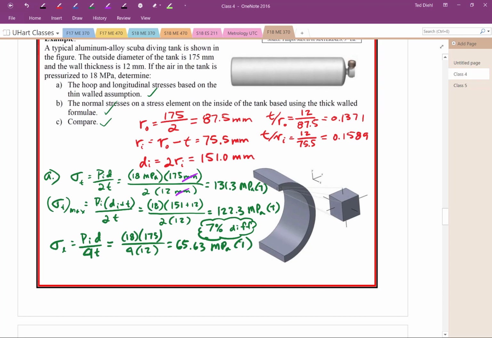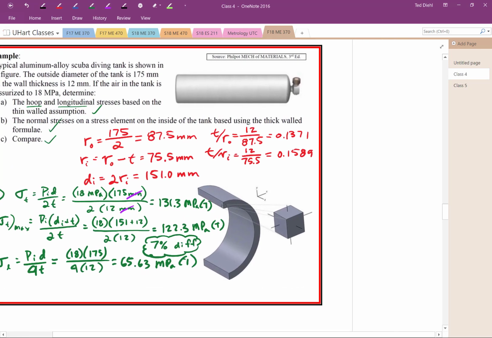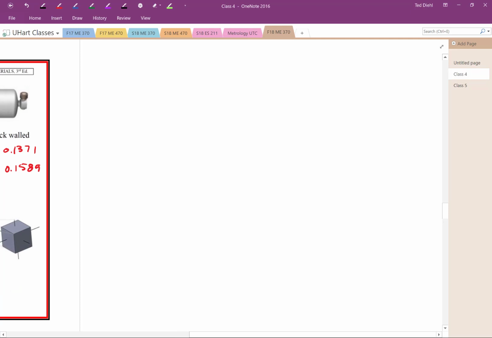Okay, so these are the thin-walled solutions, the hoop and the longitudinal stresses based on the thin-walled assumption. I need more space, so I'm going to go over to the side. I should have made another slide. All right, so part B, we're going to do the same thing, but we're going to use the tangential, or the hoop stress, and we're going to use r_o squared p_i divided by r_o squared minus r_i squared, and 1 plus r_o squared over r squared.